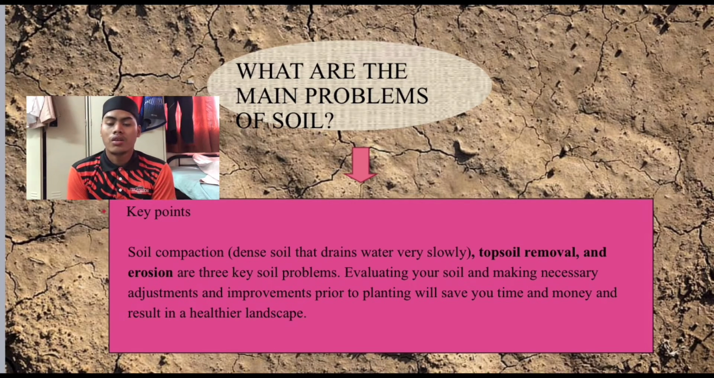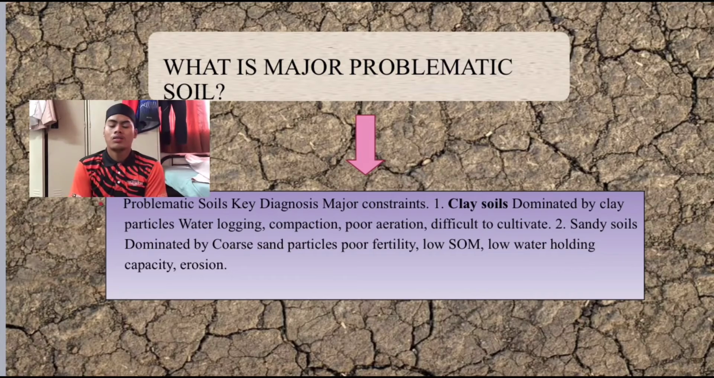What are the main problems of the soils? The key problems of soil are soil compaction, dense soil that drains water very slowly, topsoil removal and erosion. Evaluating your soil and making necessary adjustments and improvements prior to planting will save you time and money and result in a healthier landscape. What are the major problematic soils?